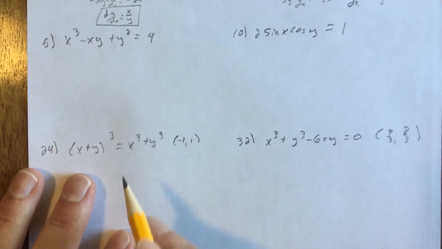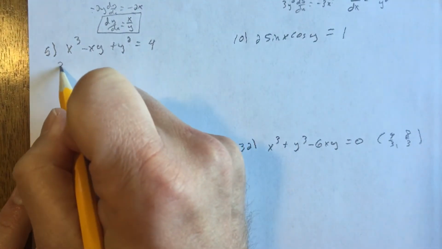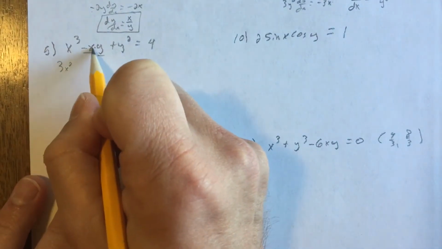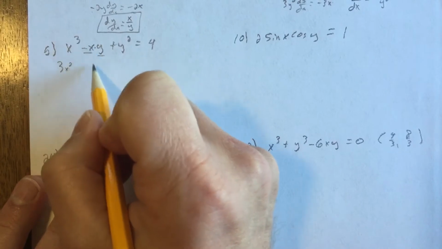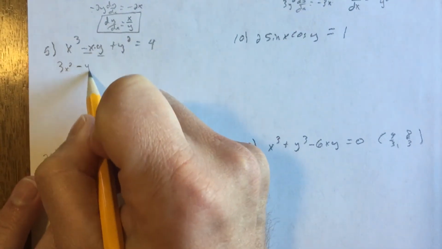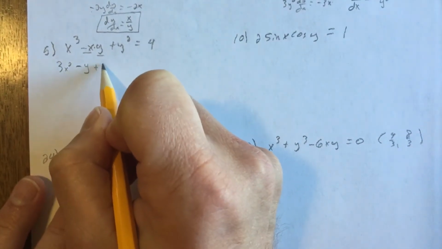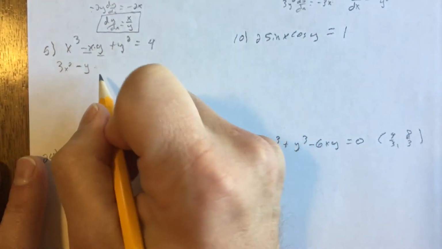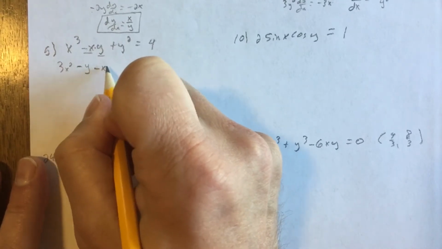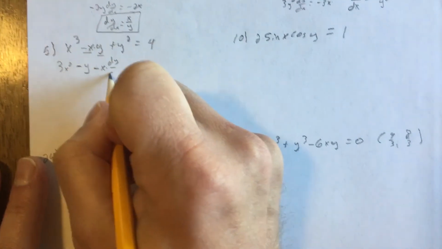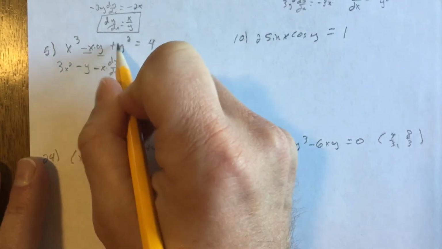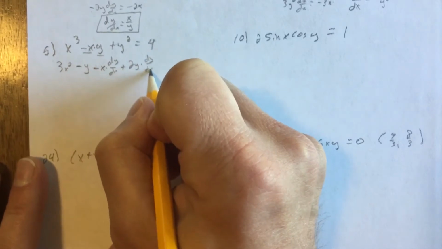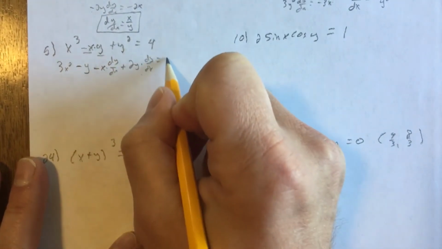When we get to number 5, I take the derivative of x cubed, that's 3x squared. I've got to think of this as a product rule. I'm going to think of it as negative x times y. So the derivative of negative x would be negative 1 times y as is, plus negative x. So actually I'll write that as minus x times the derivative of y, which is dy/dx. Plus the derivative of y squared, which is 2y times dy/dx, equals the derivative of 4, which is 0.